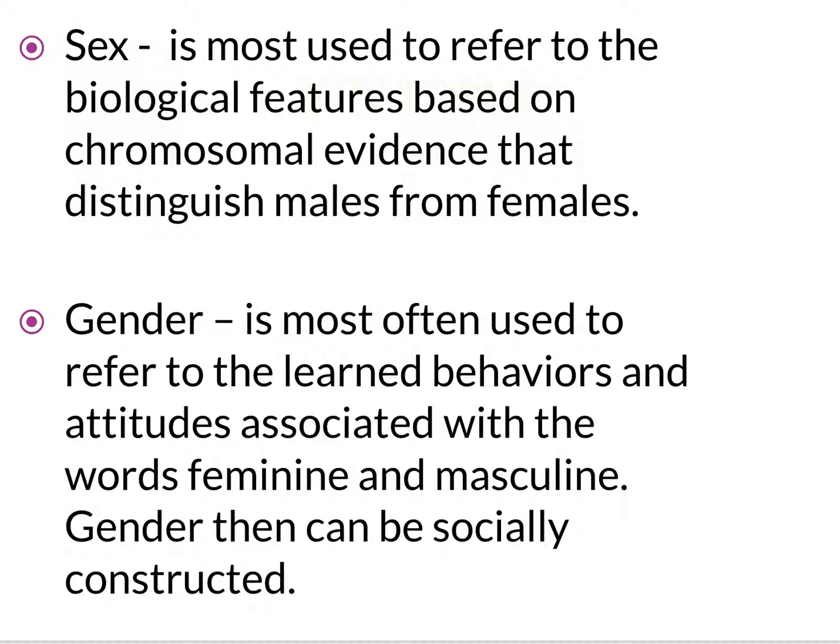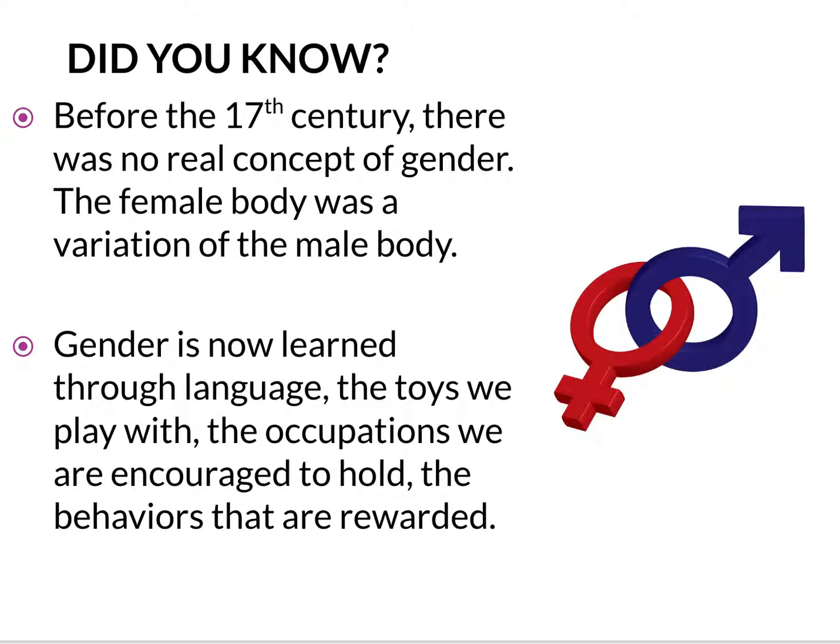But gender is a little bit different. Gender is mostly used to refer to the learned behaviors and attitudes associated with the terms feminine and masculine. And gender then can be socially constructed. So that means that you can be born male and then you can have a potential female gender depending on the learned behaviors and the attitudes that you express. All right, let's move on.